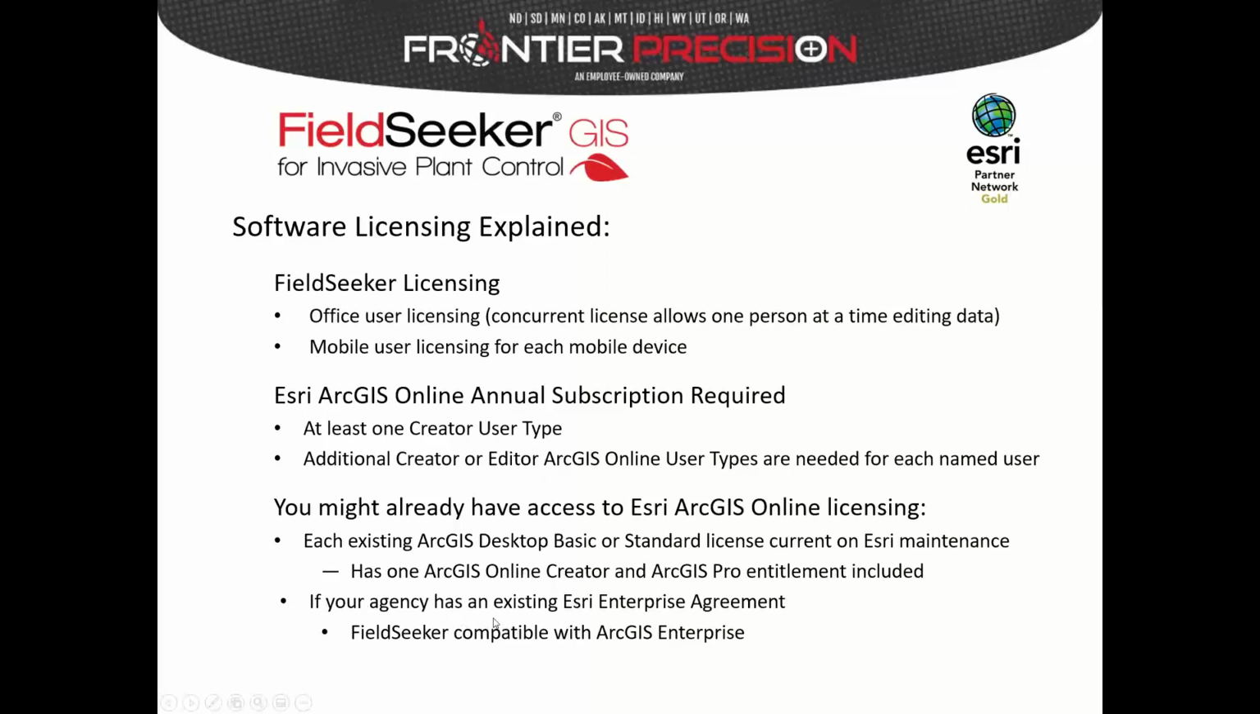And then some agencies are already an existing Esri Enterprise customer where they have an Esri Enterprise license agreement, and those enterprise license agreements will have a quantity of ArcGIS Online user types already available. So you could just ask your GIS coordinator if they have any licensing available that you might be able to use. And if your agency or company is already using ArcGIS Enterprise, FieldSeeker is compatible with that.